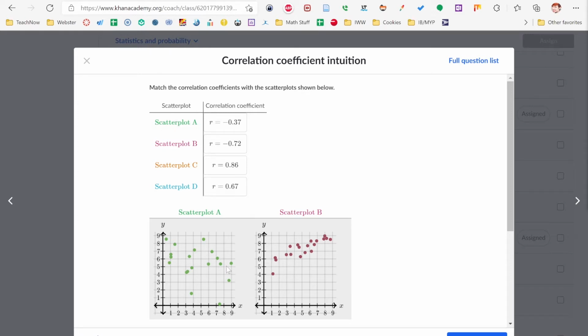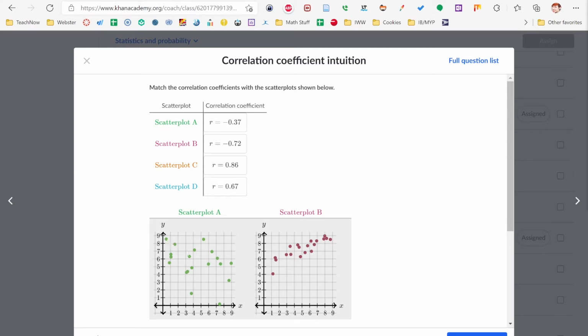So for example, scatter plot A, that's this green one right here. These points are sort of all over the place. I can almost see it going downhill. I mean, these two are kind of a mess. But the correlation is not great. I would definitely expect to be looking at a value close to 0.